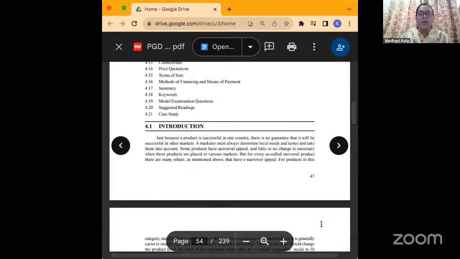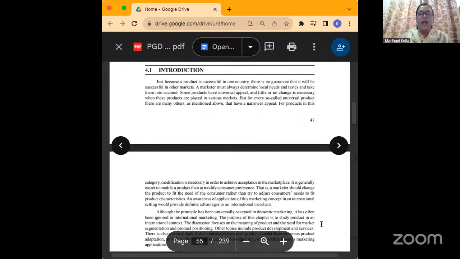Just because a product is successful in one country, it is not necessarily going to be equally successful in other countries. When we are talking about one country, it is usually the home country or the domestic market. Now, we may decide to go internationally to more than one country. So, we need to understand how it works and what works. What are the differences in our four P's or the marketing mix? That is the product, price, place, and promotion.